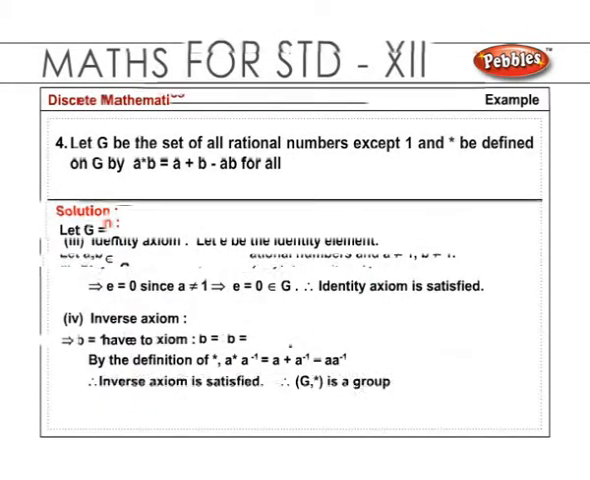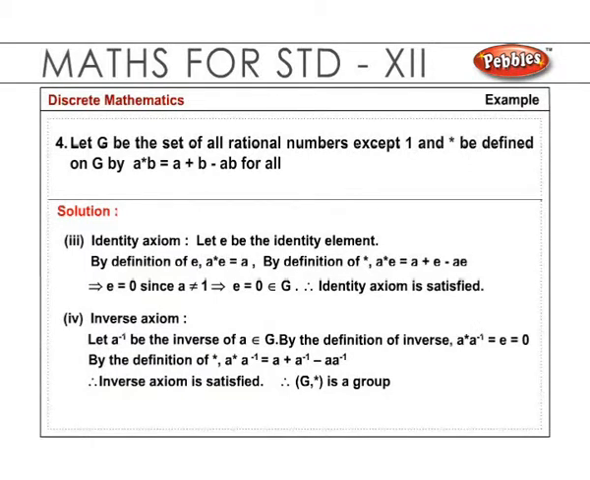Therefore, closure axiom is satisfied. 2. Associative axiom. a asterisk b asterisk c the whole is equal to a asterisk b the whole asterisk c, for a, b, c belonging to G. 3. Identity axiom. That is, e is equal to 0. Since 0 is not equal to 1, e is equal to 0 belongs to G. Therefore, identity axiom is satisfied.